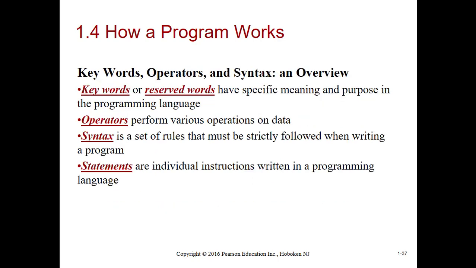They have keywords and reserved words that have specific meaning and purpose for the programming language. Operators perform various operations on the data, such as multiplication, division, addition, and subtraction. Syntax is a set of rules that must be followed when writing a program. Statements are the individual instructions written in the programming language. So what you're going to do is write a program in a high-level language.